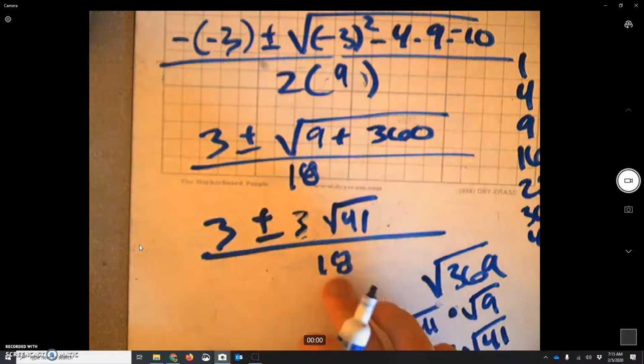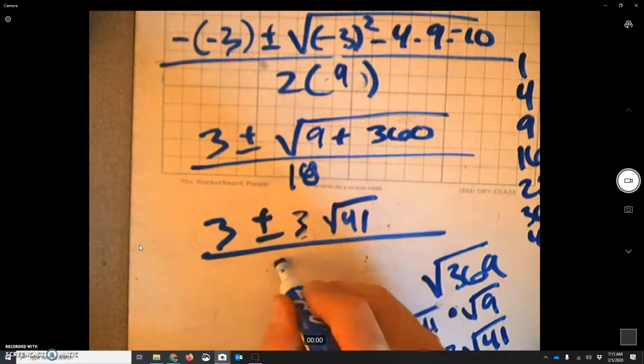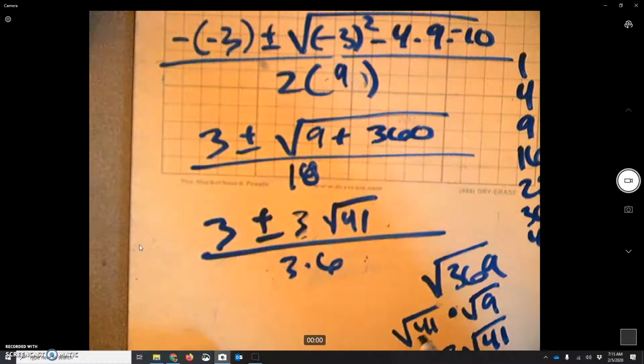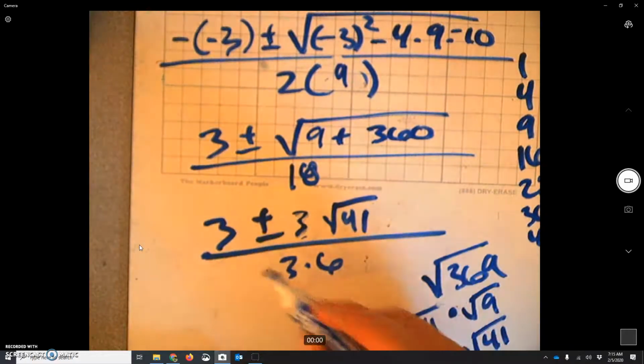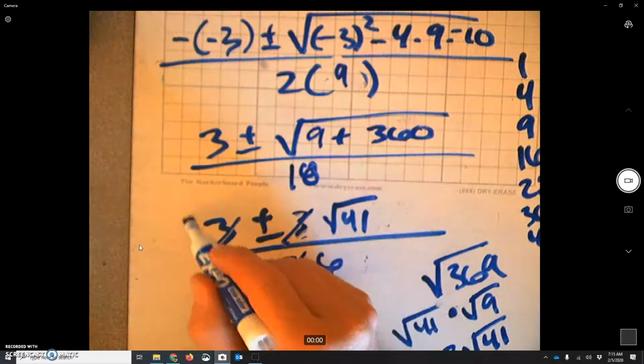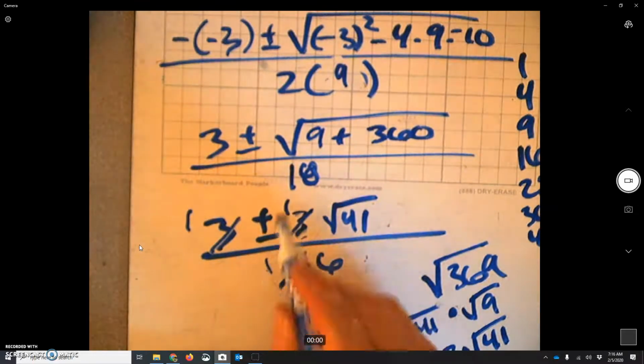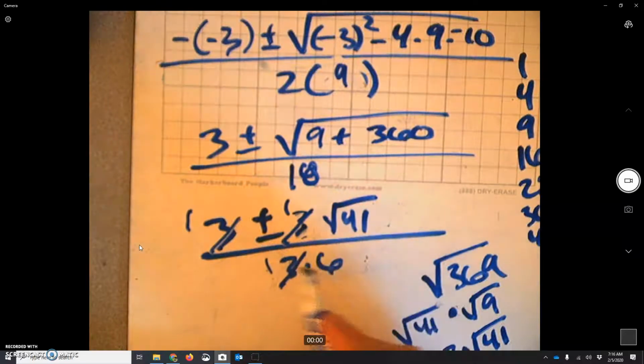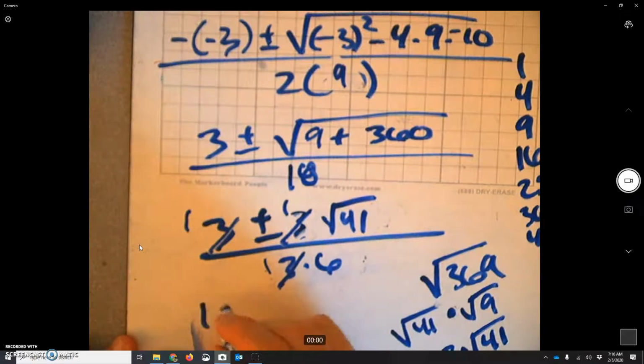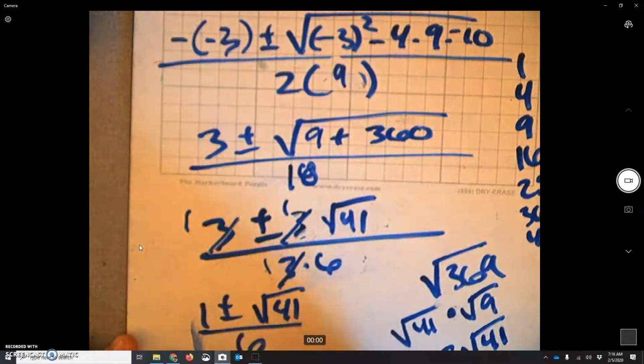And one other thing I do is this 18 I can rewrite as 3 times 6. So now all my 3's cancel out. And I'm going to get a 1 everywhere. Okay. The 1's here are going to go away. They're just going to be assumed. But that 1's important. So our final answer is 1 plus and minus square root of 41 all over 6. Okay.